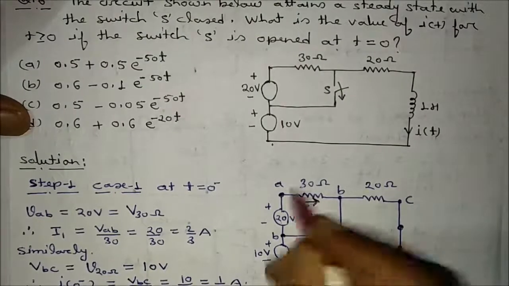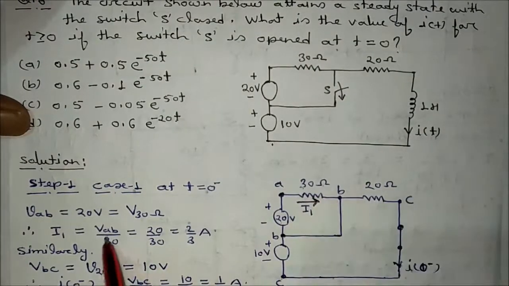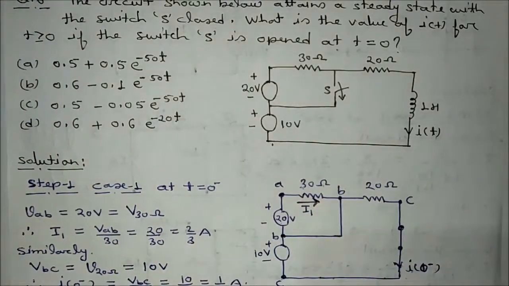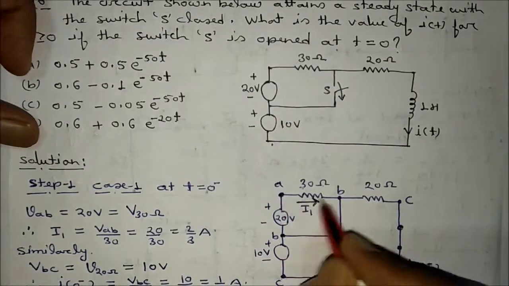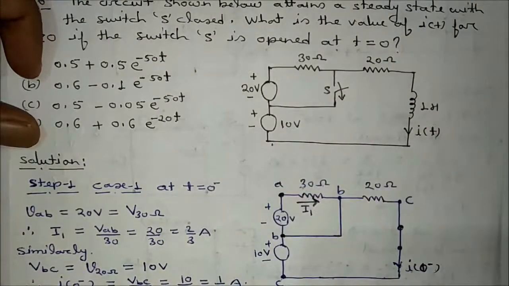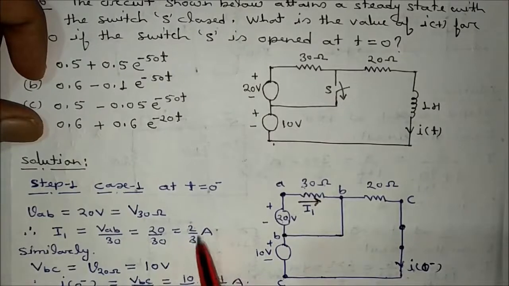This current will be the voltage VAB divided by 30 ohm. And VAB will be how much? This is AB, this is also AB, that means both are in parallel. If both are in parallel, the voltage will be the same. That means this is 20. So 20 divided by 30 is equal to 2 by 3 ampere.